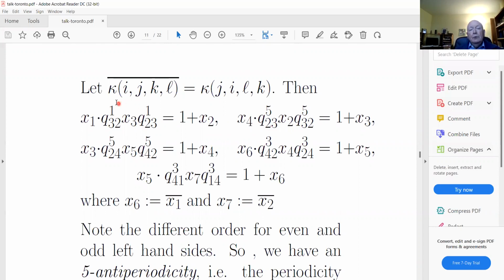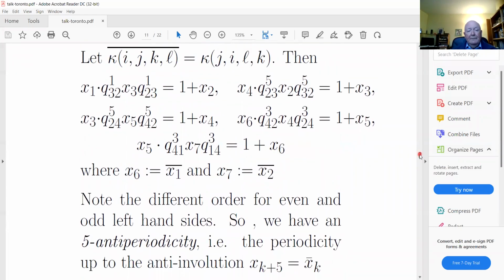Okay, now you can introduce in this situation an anti-involution, which is described here. And then you get that x6 is equal to bar of x1, and x7 is equal to bar of x2. So here you actually have 5-anti-periodicity. So you have this periodicity up to an anti-involution, which is written here.